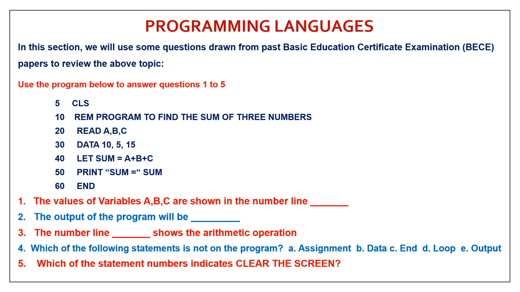Line 30 shows us data statements where you have data 10, 5, 15. And line 60 displays the end statement where you have end. And line 50 shows the output using print sum equal to sum. So the only statement that is not in our program is the loop statement.